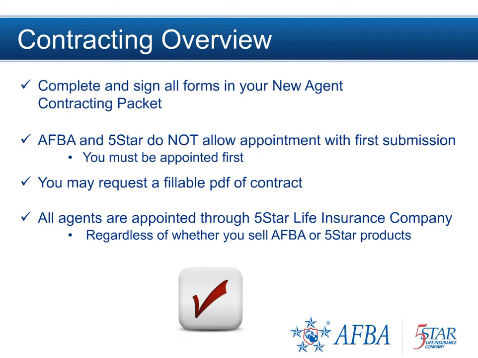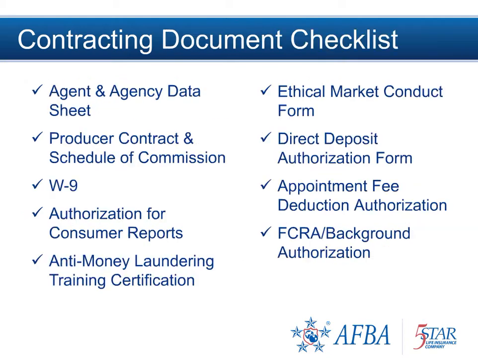If you prefer to complete your contract in a fillable PDF, you can request this format from your regional director or IMO. This method helps reduce delays due to unclear handwriting or incomplete sections. Lastly, all agents are appointed through the 5-star life insurance company, regardless of whether you sell AFBA or 5-star products.